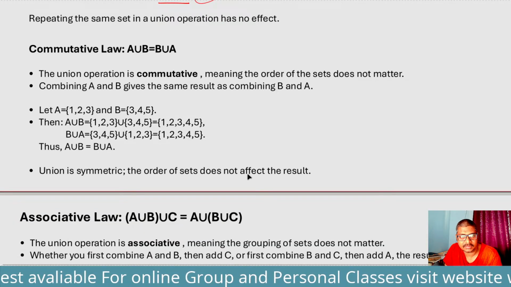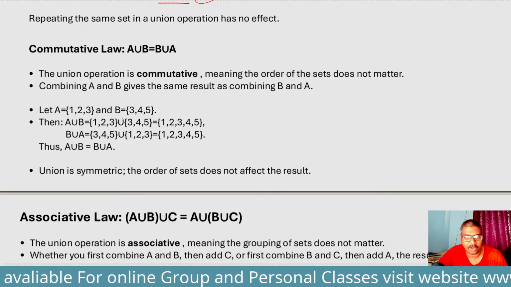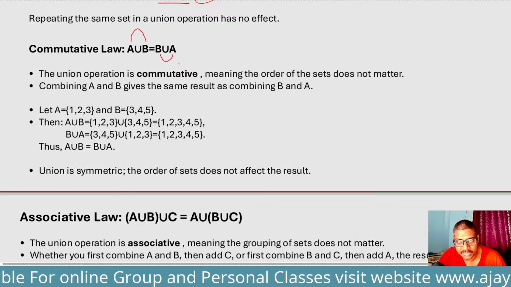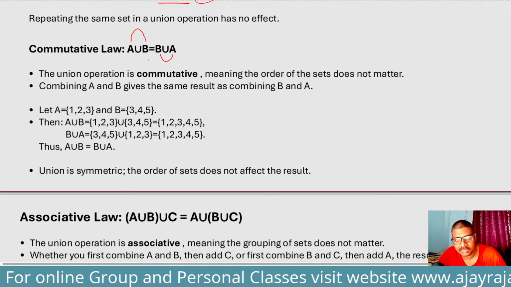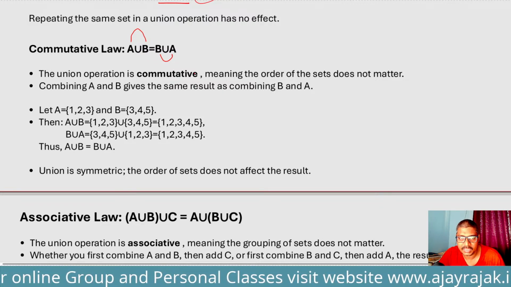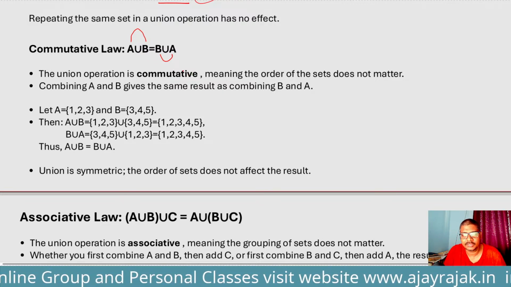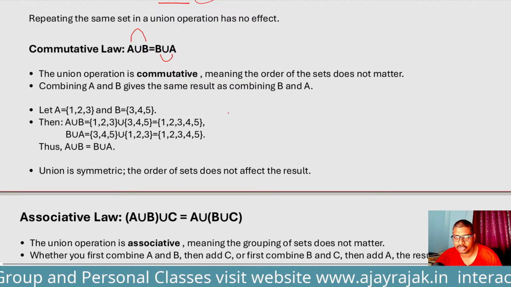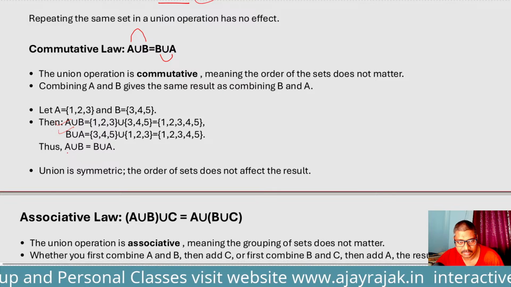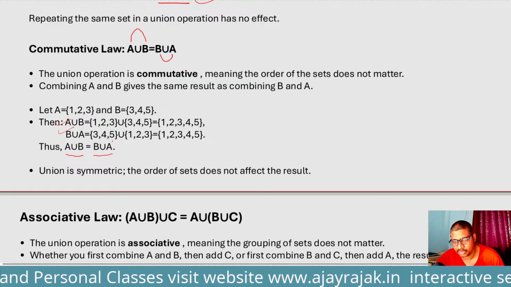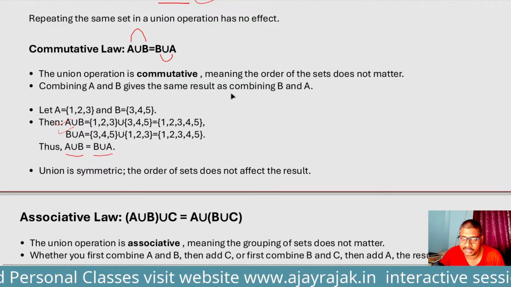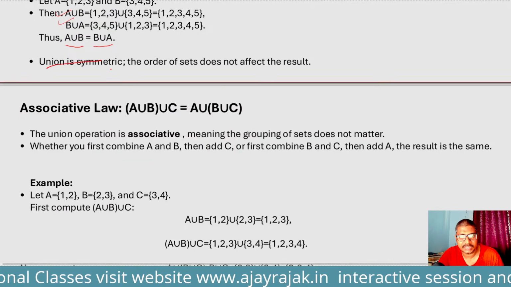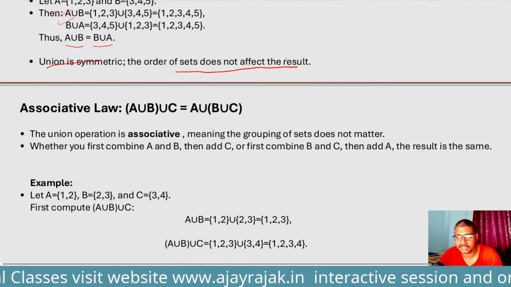Now the commutative law. The term commutative comes from communication. So A to B union and B to A union are going to be equal, because all the elements of A are going to be in B and all the elements of B in A, and whatever is common is going to be common. So either you say A union B or B union A, you will get the same members in the set. So it says that union is symmetric. The order of the sets does not affect the result.